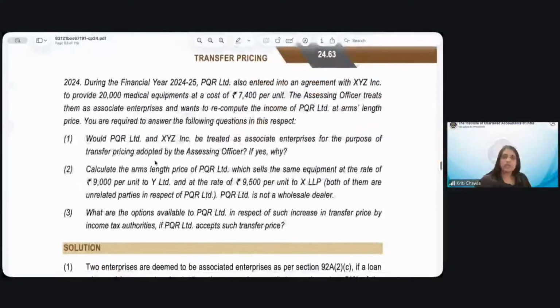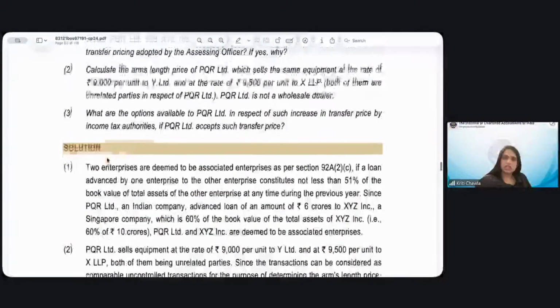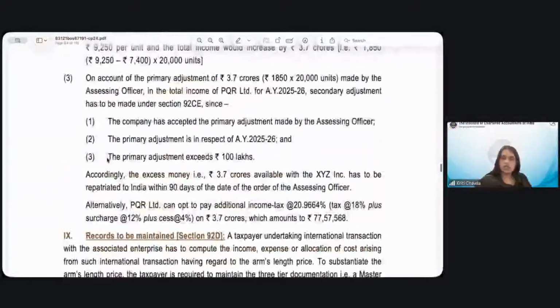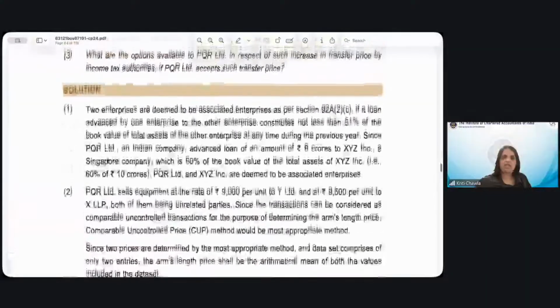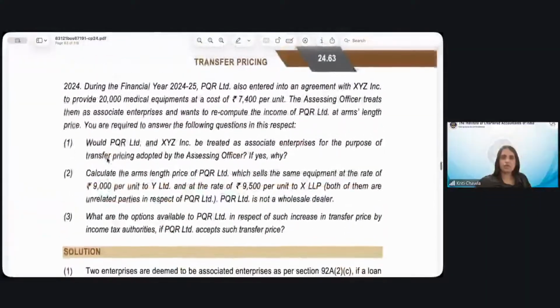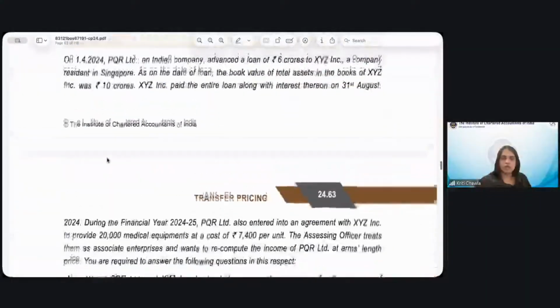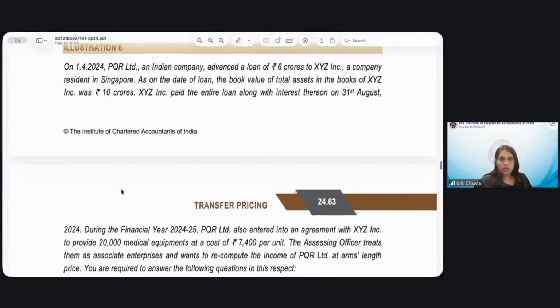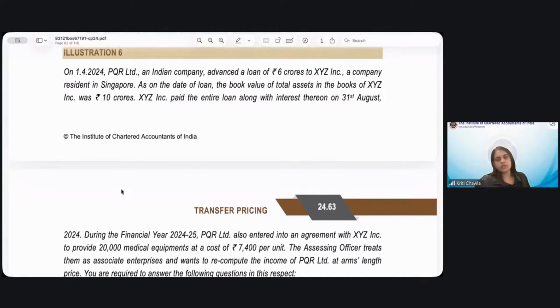This is one of the questions that talks about primary adjustment and secondary adjustment. So what we can do is go through this particular question, illustration 6, which deals with secondary adjustment. So again, just take a minute and read through this particular question, and then we'll discuss it.